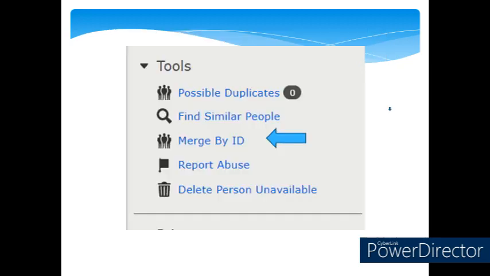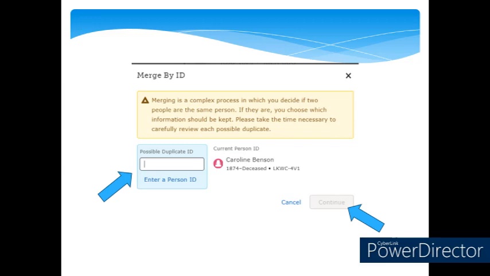Find the Tools section on the right side and click on Merge by ID to bring up a block in which we can paste the saved ID. Then click on Continue. This activates the merging process, the same as with the duplicate icon.